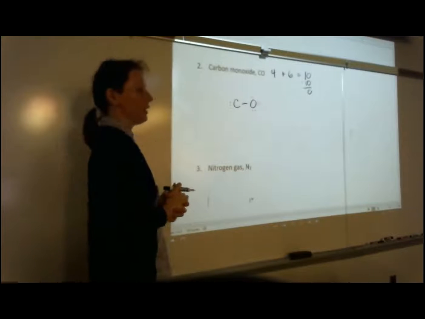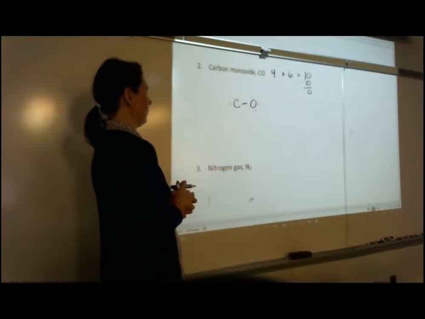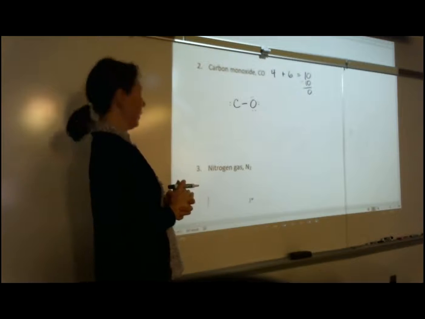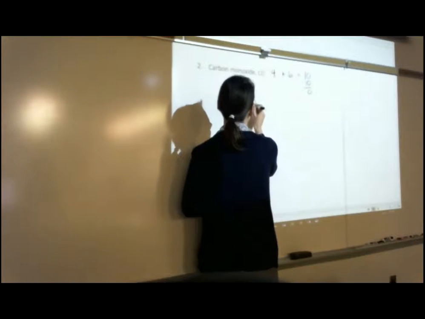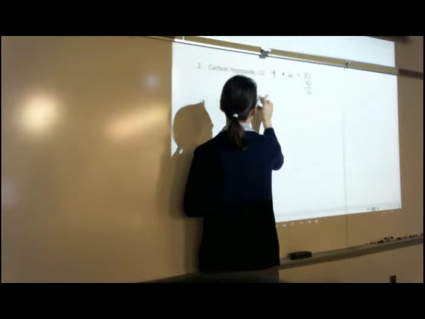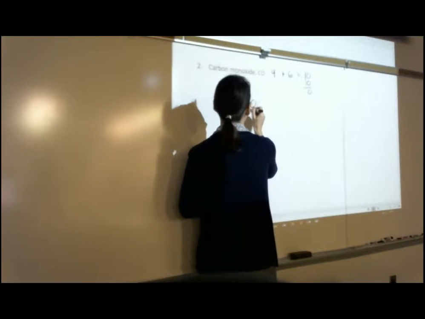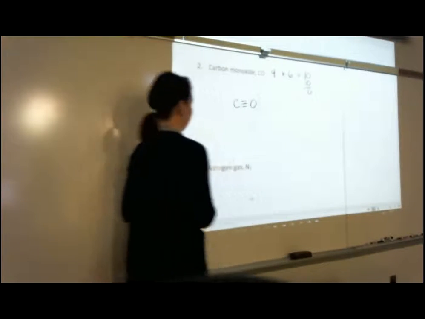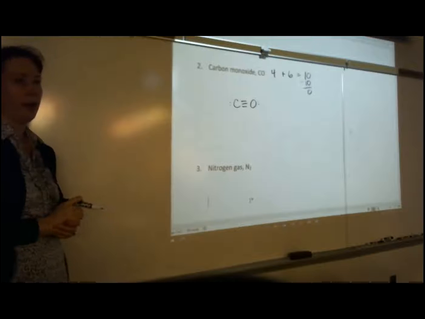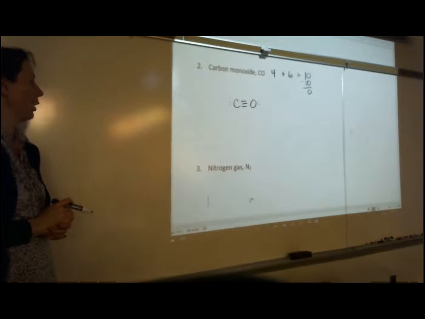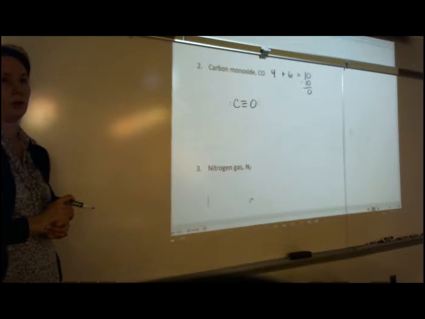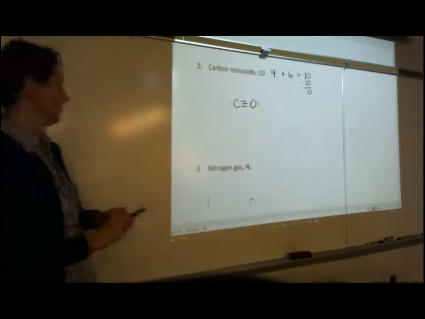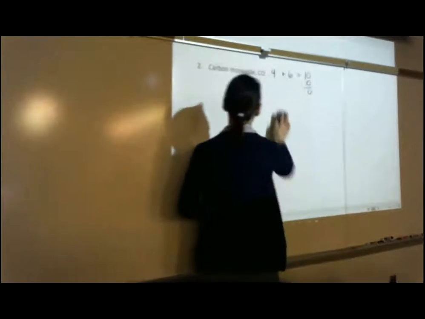So what do I need to do here? We need to form a triple bond, right? So put a pair right here, triple bond, pair right here, triple bond. 2, 4, 6, 8. 2, 4, 6, 8. Everybody's got an octet. We're good to go. Any questions on carbon monoxide's Lewis structure?